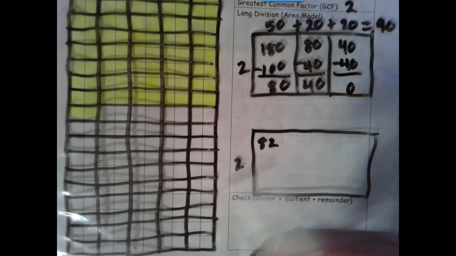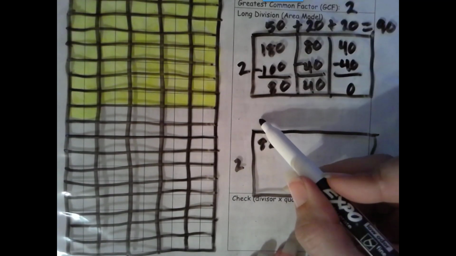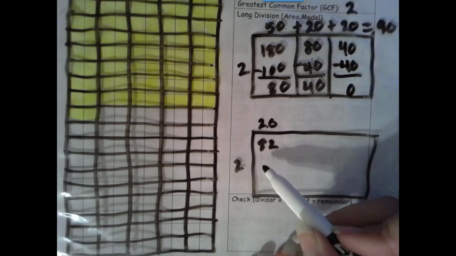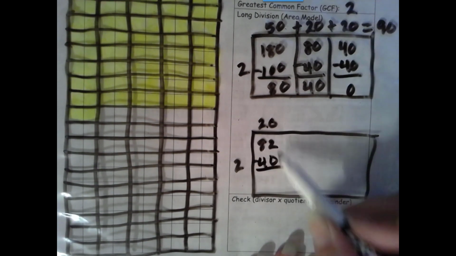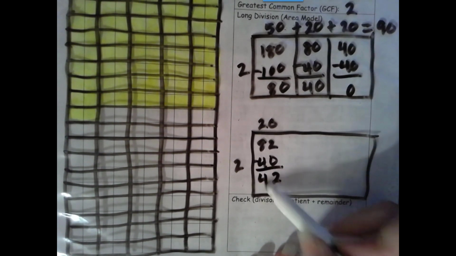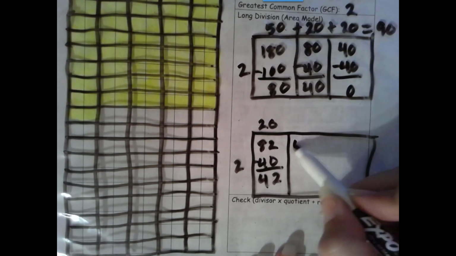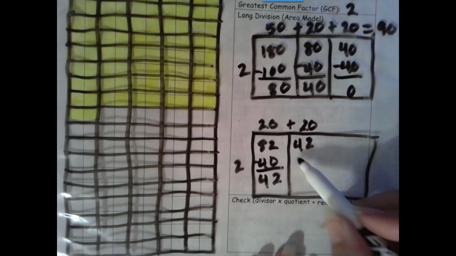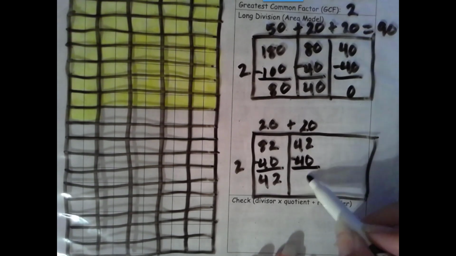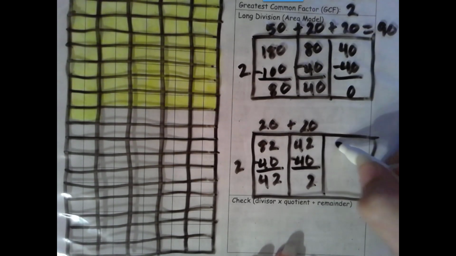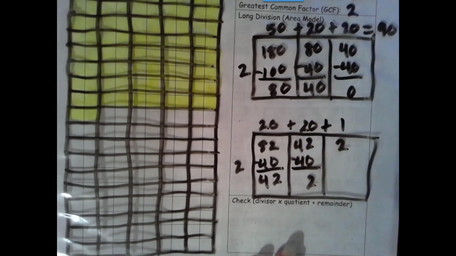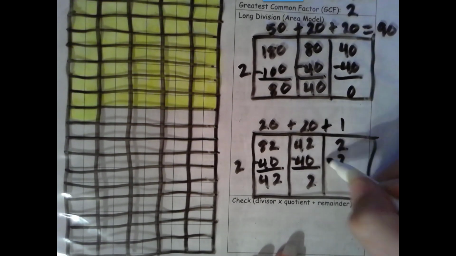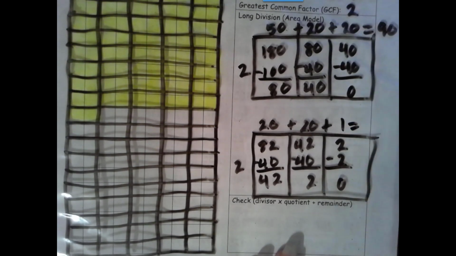Okay, down here, 20 times 2 is 40. More on top, no need to stop. 20 times 2 is 40. More on top, no need to stop. Numbers the same, zero's a game. And then 1 times 2 is 2. Numbers the same, zero's a game. 20 plus 20 is 40, plus 1 is 41.